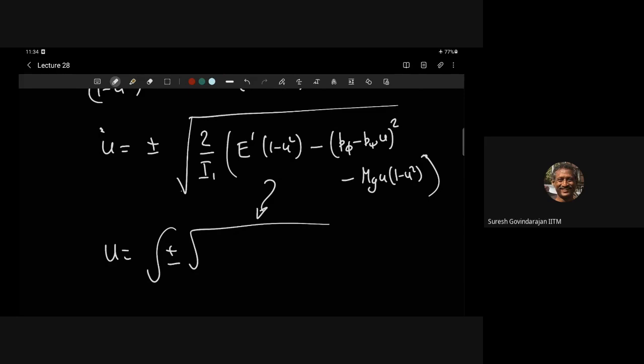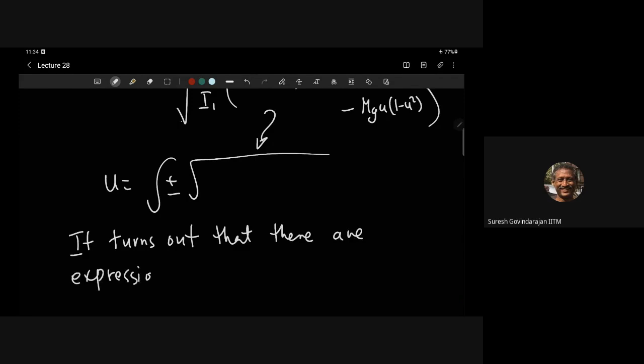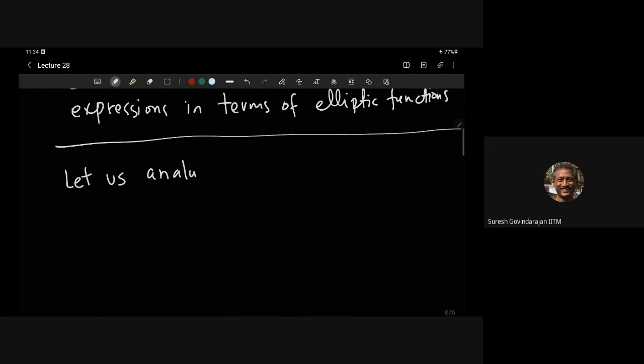Turns out that there are integral expressions that are in terms of elliptic functions. But I will not do these things. So what we will do instead is analyze the turning points of the potential.